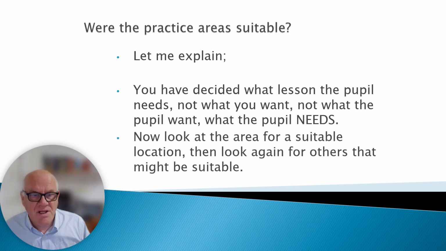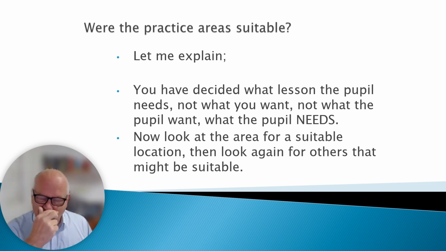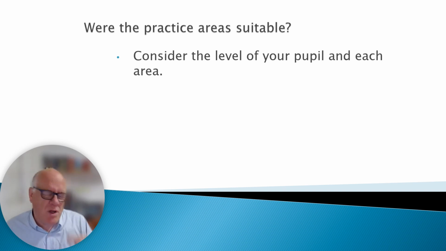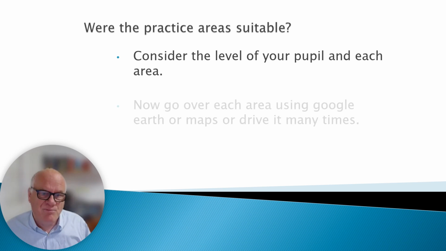You now need to look at the area for a suitable location. For example, let's pick meeting traffic, and you've looked and think, yes, I know that one, that will be good. Now look again, look for another area and another area, and see if you can find two or three which may or may not be suitable. Don't just pick the first one. So identify areas, then consider the level of your pupil and each area. Which one would suit the pupil better?